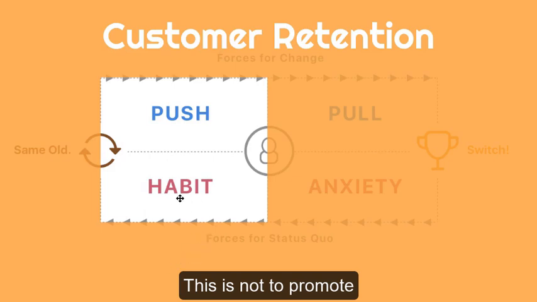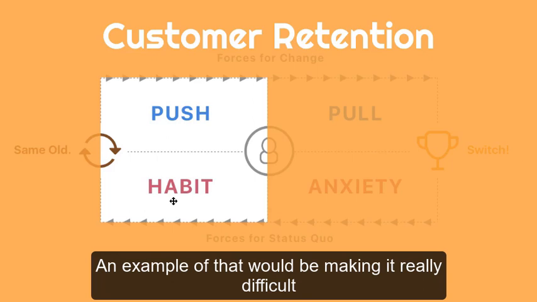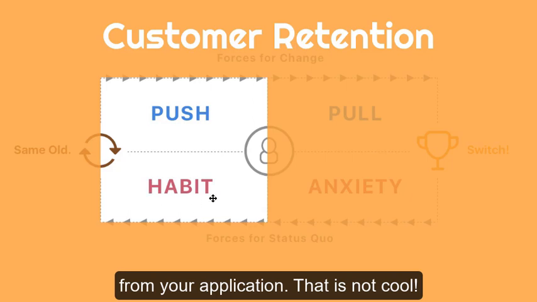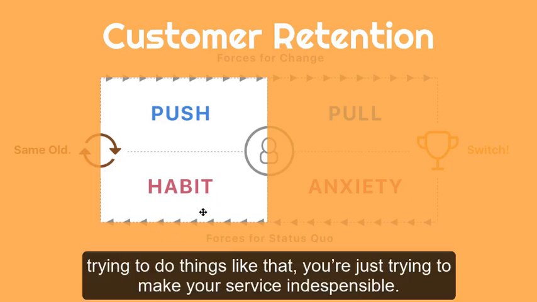This is not to promote dark patterns. An example of that would be making it really difficult for your customers to export their data from your application. That is not cool. And so you're not trying to do things like that. You're just trying to make your service indispensable.